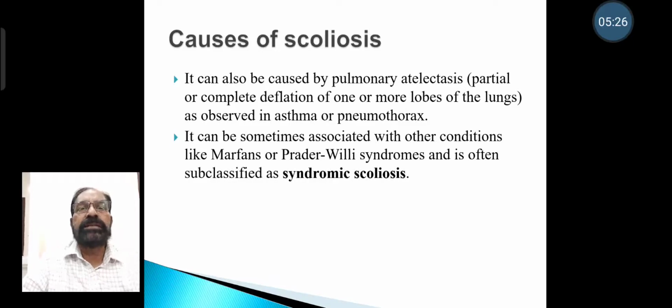Causes of scoliosis. It can also be caused by pulmonary atelectasis, that is partial or complete deflation of one or more lobes of the lungs as observed in asthma or pneumothorax. It can be sometimes associated with other conditions like Marfan's or Prader-Willi syndromes and is often subclassified as syndromic scoliosis.